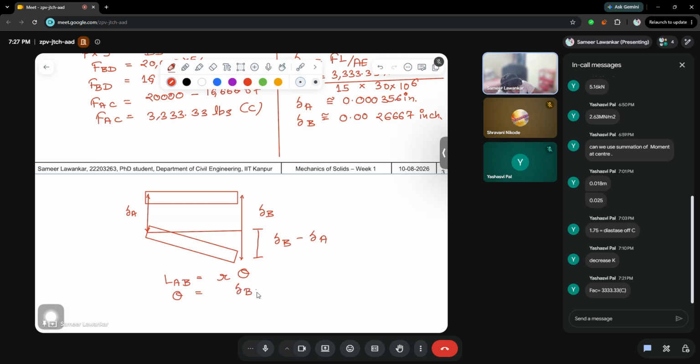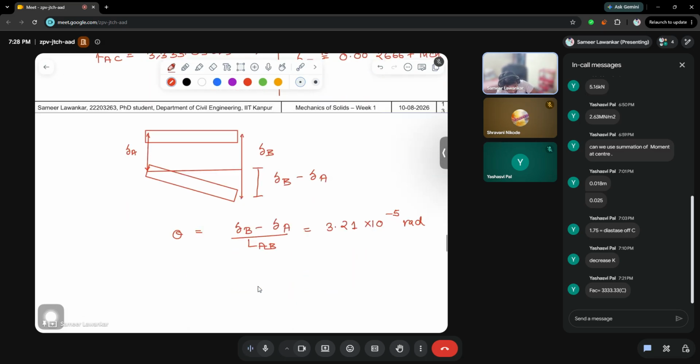Theta is nothing but equal to this distance, the deflection distance, upon the length. Therefore when you solve this, you will get the answer as 3.21 times 10 to the power minus 5 radians. If you need this value in degrees, you can multiply it by 180 by pi, and therefore you get the value as 0.00184 degrees.